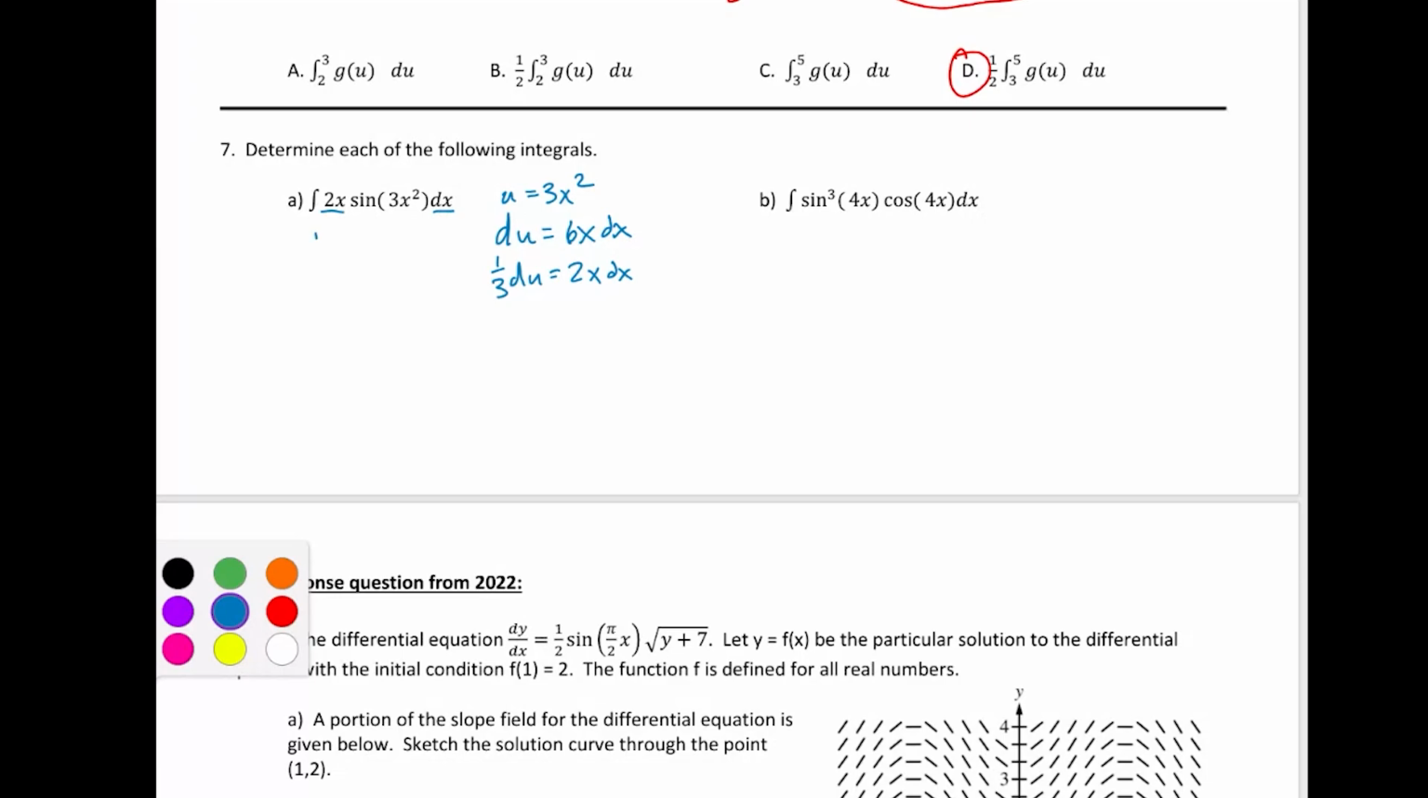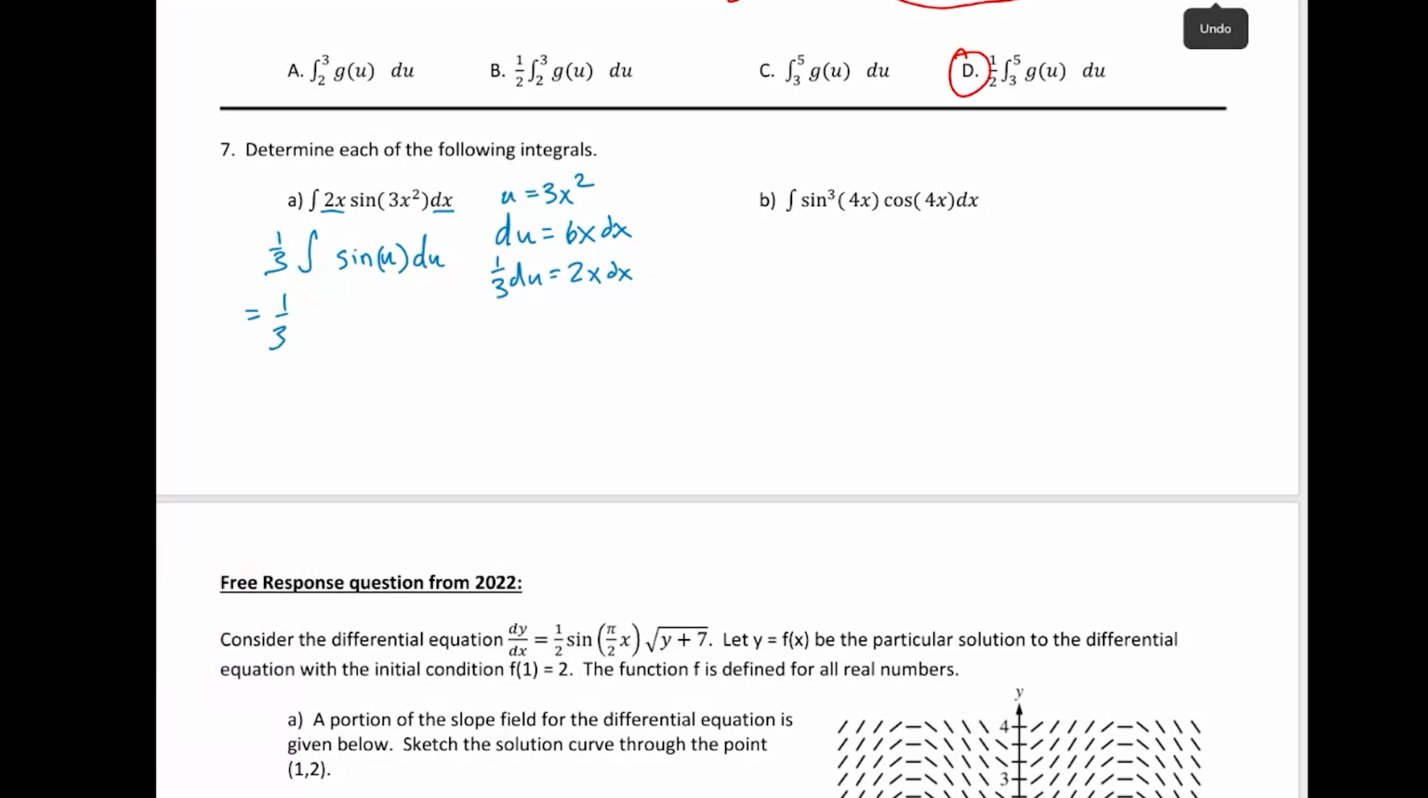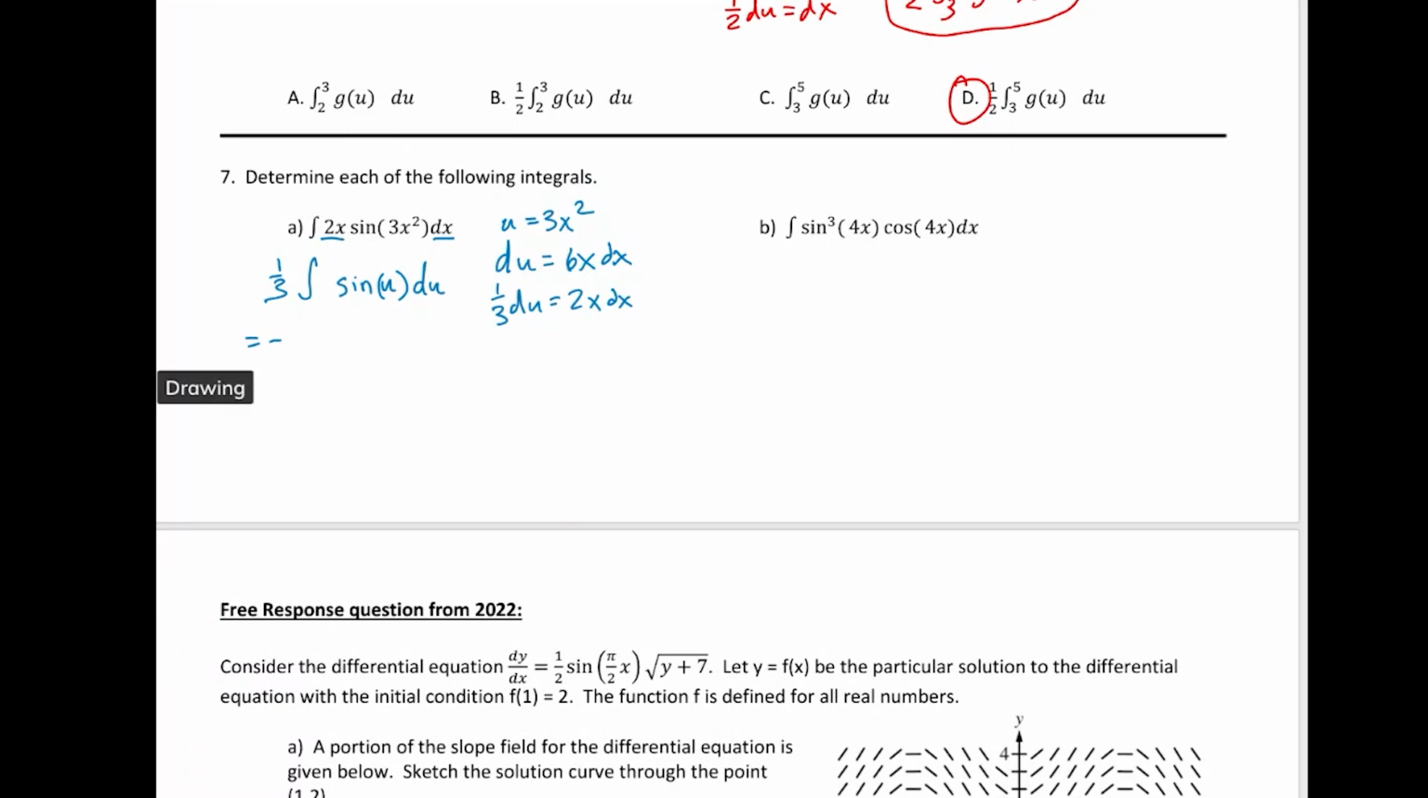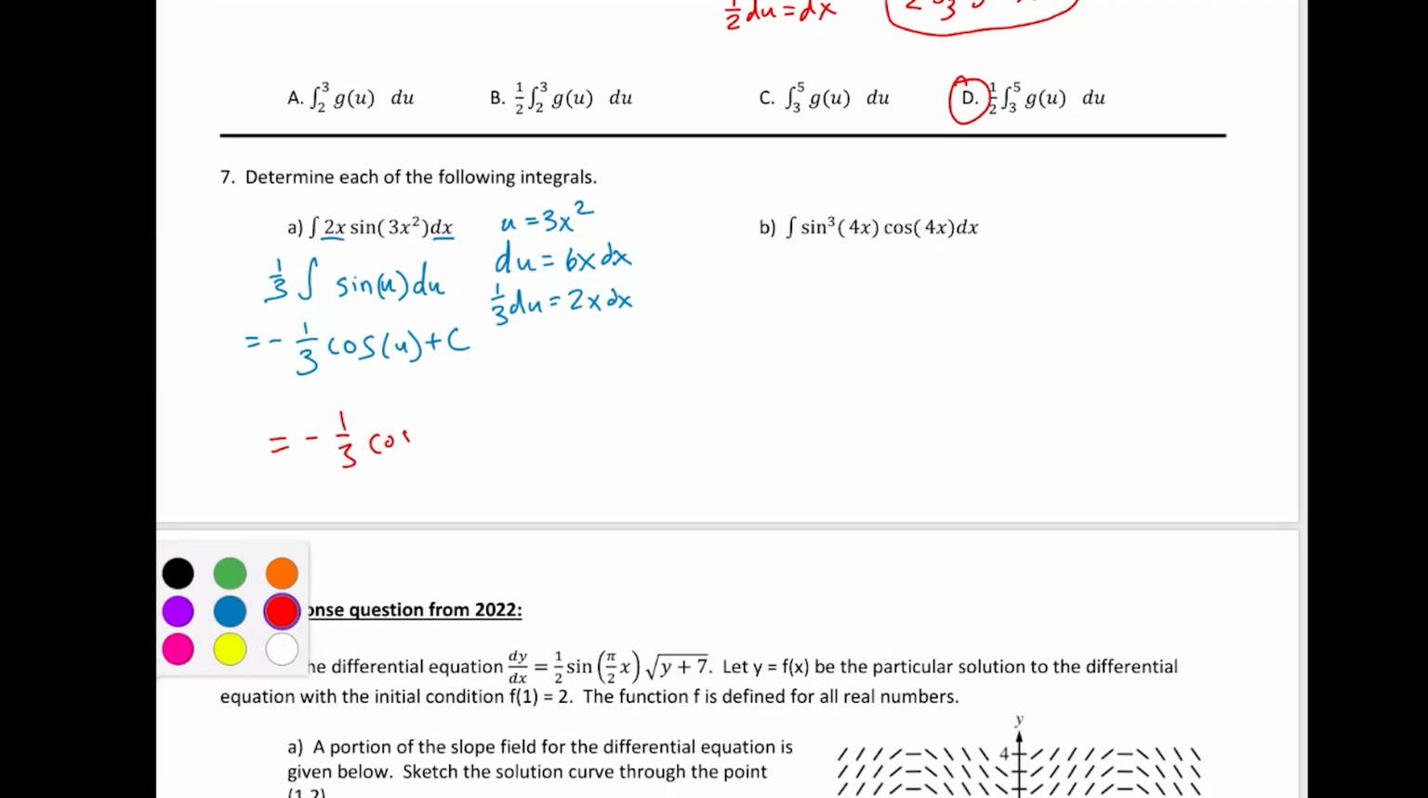Now I'm ready to make that substitution. So I have the integral of sine of u times 1/3 du. So that'll be 1/3 times the integral. Actually, we can just go ahead and integrate that, right? We know the integral of sine. Since the derivative of cosine is negative sine, the integral of sine is going to be negative cosine. So let me throw in a negative sign out front of that. Negative 1/3 cosine of u plus c. So since u is 3x squared, my answer here should be negative 1/3 cosine of 3x squared plus c. Don't forget that plus c on any indefinite integrals.